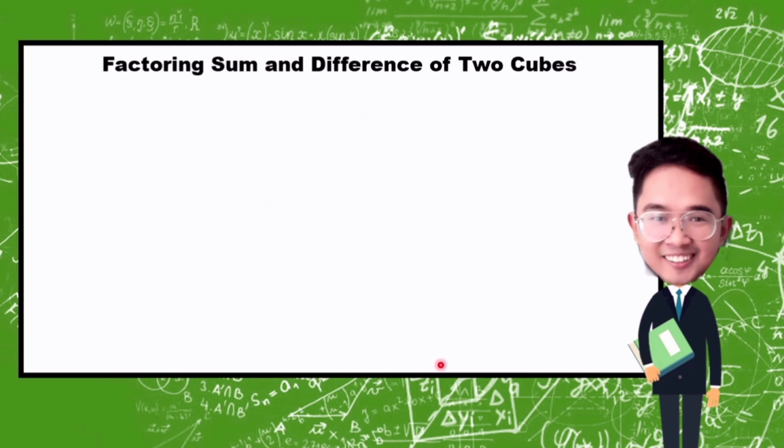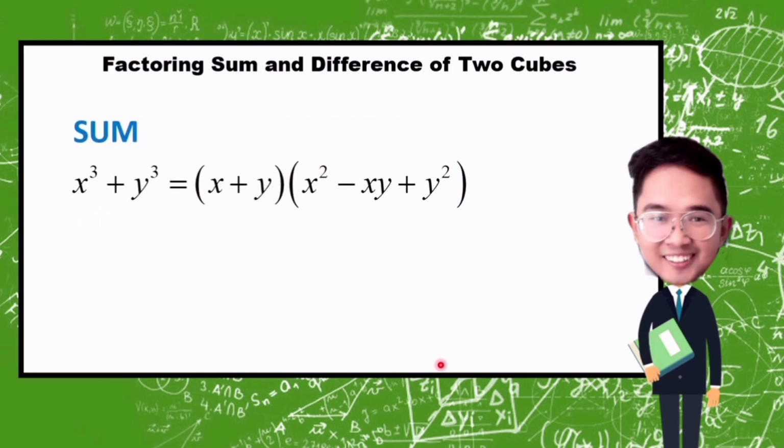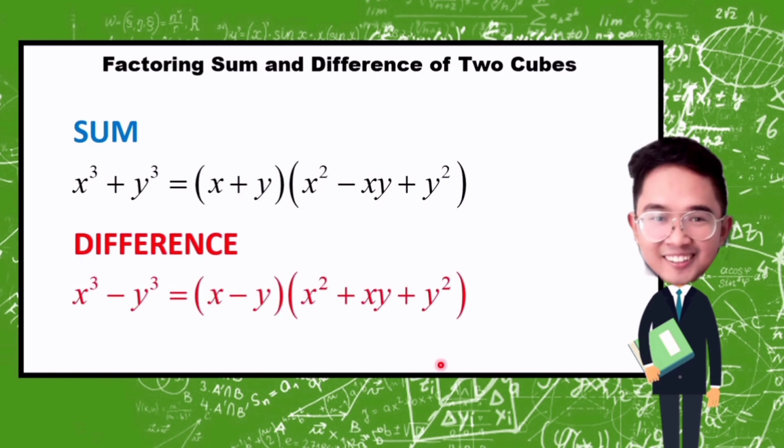So here's the pattern. For sum of two cubes, x cubed plus y cubed is equal to the quantity of x plus y multiplied by the quantity of x squared minus xy plus y squared. For difference of two cubes, we have x cubed minus y cubed is equal to the quantity of x minus y multiplied by the quantity of x squared plus xy plus y squared.